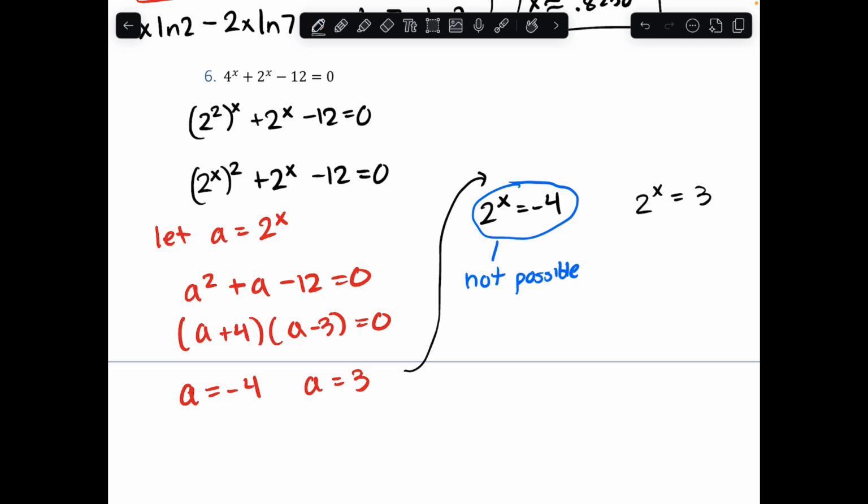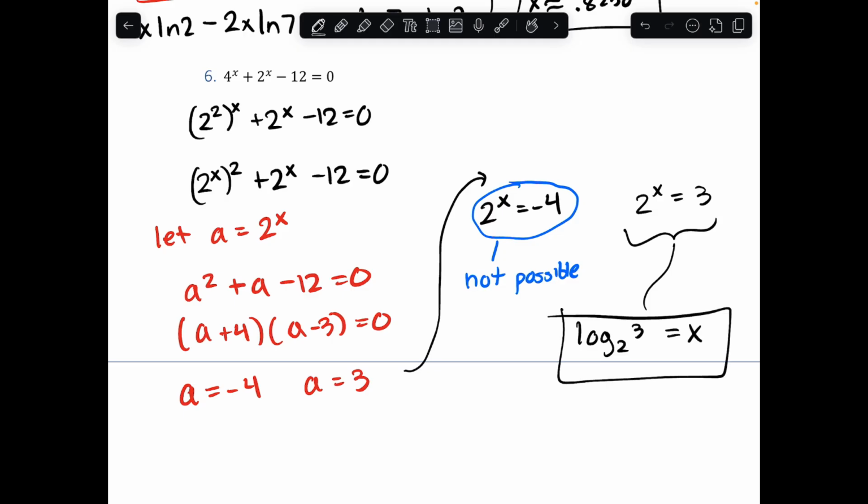Now we can go ahead and check out this one. This is just an exponential equation, and we can turn it into a logarithmic form. And so we can write this as log base 2 of 3 is equal to x. And that is our final answer. If we were to plug this into a calculator, we would get that x is approximately 1.5850.